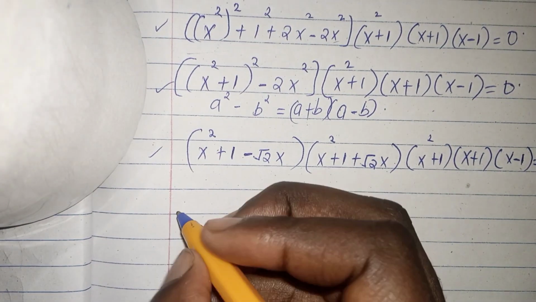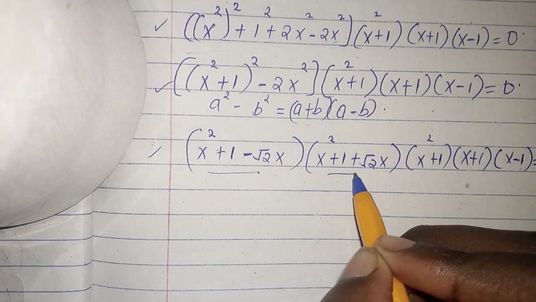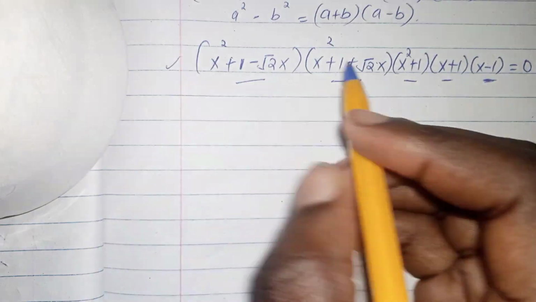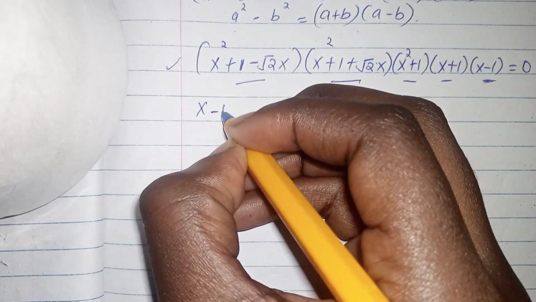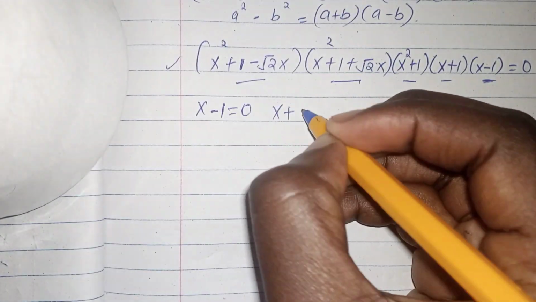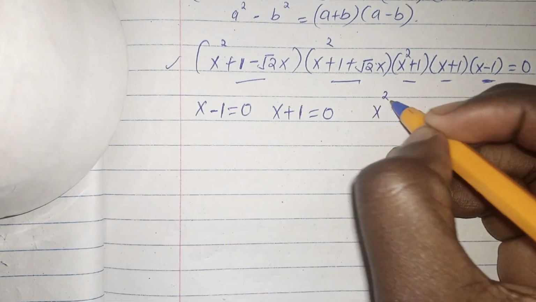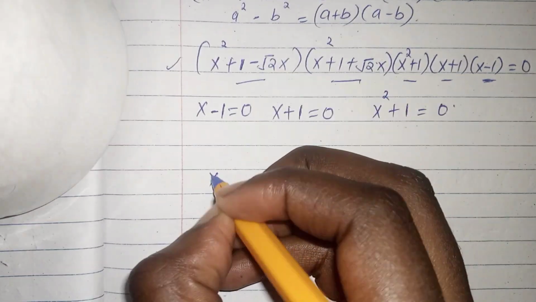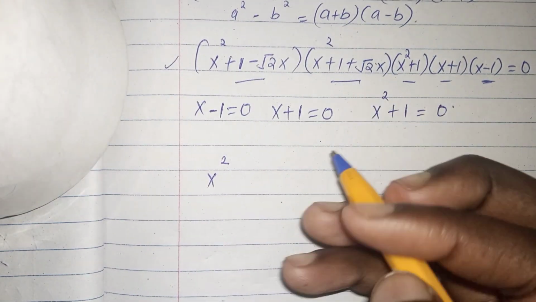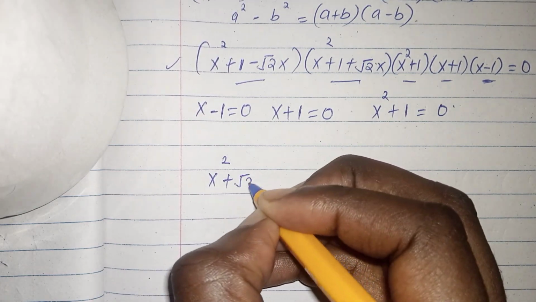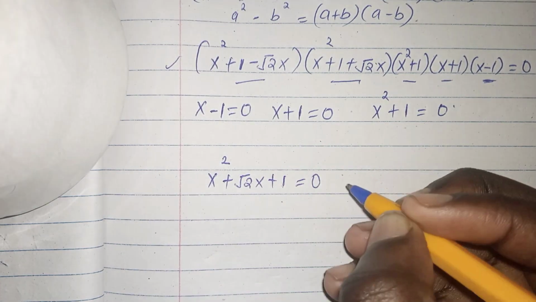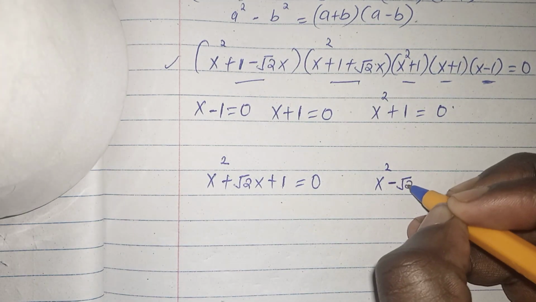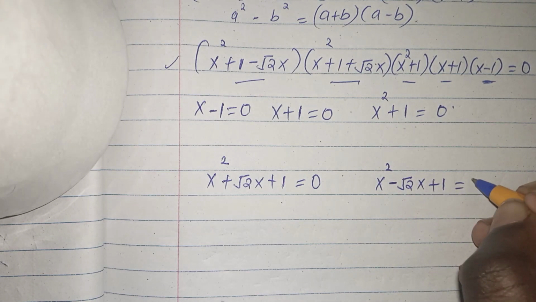So next step, we shall equate each factor with 0: this with 0, this with 0, this with 0, this with 0, and this with 0. So let us start with this one. x minus 1 is equal to 0, x plus 1 is equal to 0, x squared plus 1 is equal to 0. Then we rearrange this as x squared plus square root 2x plus 1 is equal to 0. Then x squared minus square root 2x plus 1 is equal to 0.